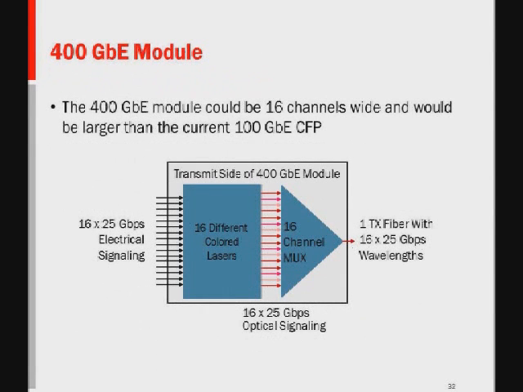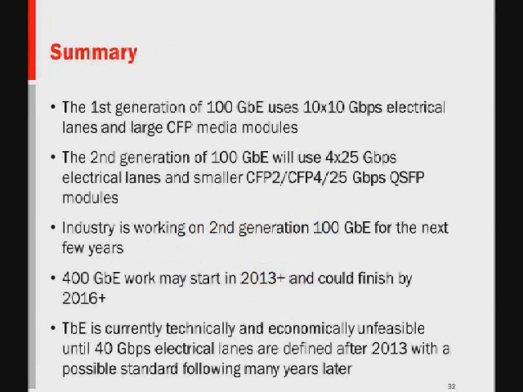So here's a quick picture of what a 400 gig media module could look like. Obviously, it'd have to be a lot bigger than the current CFPs that we have. The 100 gig CFPs are actually slightly larger than an iPhone, so that kind of gives you an idea of how big the modules are. This would be even bigger, so we may be able to fit 2 ports on a line card, probably not more than 2 ports.